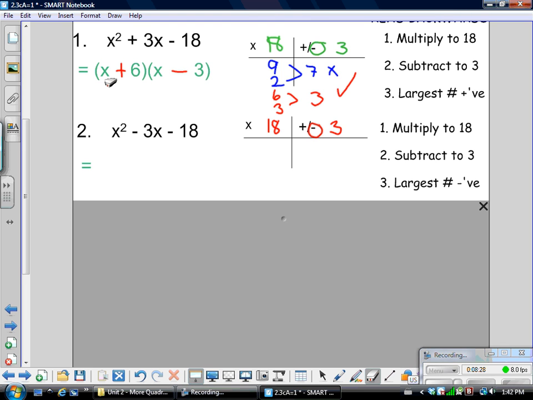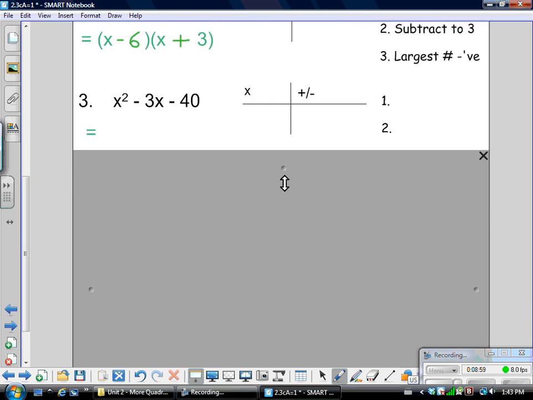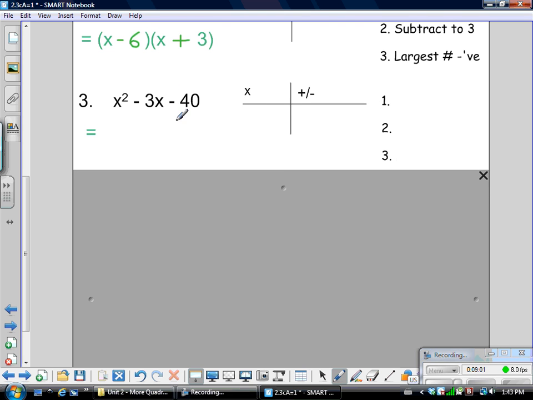Well, do you know what? If I compare these two questions, they're almost identical, except this one is plus 3x, this is minus 3x. So my 6 and 3 will work exactly the same. Okay, and I don't know what happened to my 6. Poor 6 disappeared. Except this time, I want the largest number to be negative. Well, that would be the 6. That means that would have to be positive. Okay, so that's how the difference is between the two. Okay, next question. Okay, again, must multiply to give me 40.